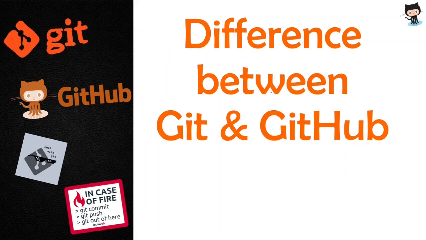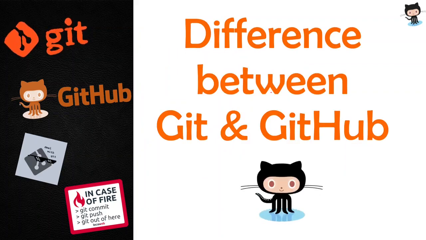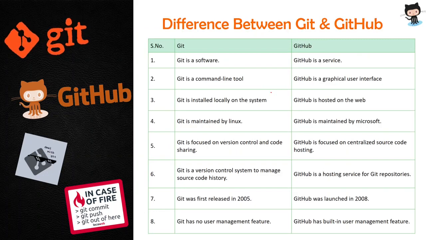Now let's take it to a deeper level. Let's understand the proper difference between Git and GitHub. Now Git is a software, whereas GitHub is a service. Git is a command line tool, like I have shown you an example of the command line. So Git is a command line tool, whereas GitHub is a graphical user interface. It is a GUI. Okay.